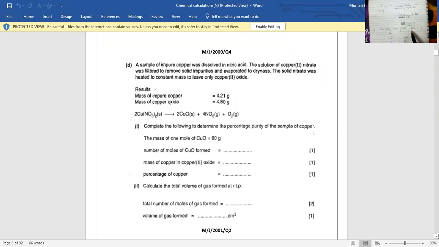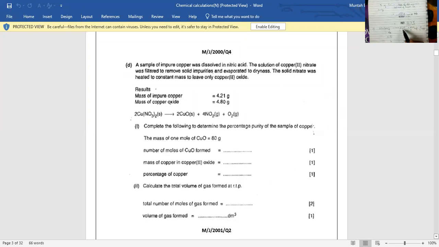So looking at the equation, how many moles of gases do we have? Now we know nitrogen dioxide is a gas, oxygen is a gas. So total moles is 4 nitrogen dioxide and 1 mole of oxygen. Because the question is asking volume of gas, they did not name the gas. So I presume we have to combine the total volume of gas, which includes both. So I will take 4 plus 1, 5.